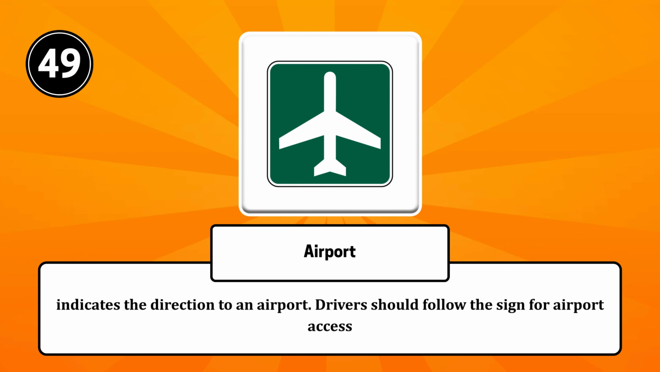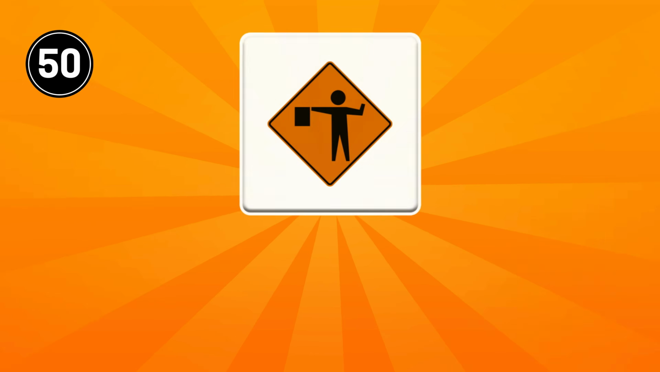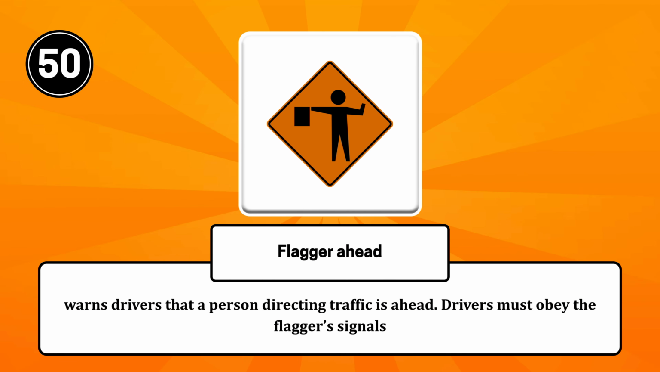The airport sign indicates the direction to an airport. Drivers should follow the sign for airport access. The flagger ahead sign warns drivers that a person directing traffic is ahead. Drivers must obey the flagger's signals.